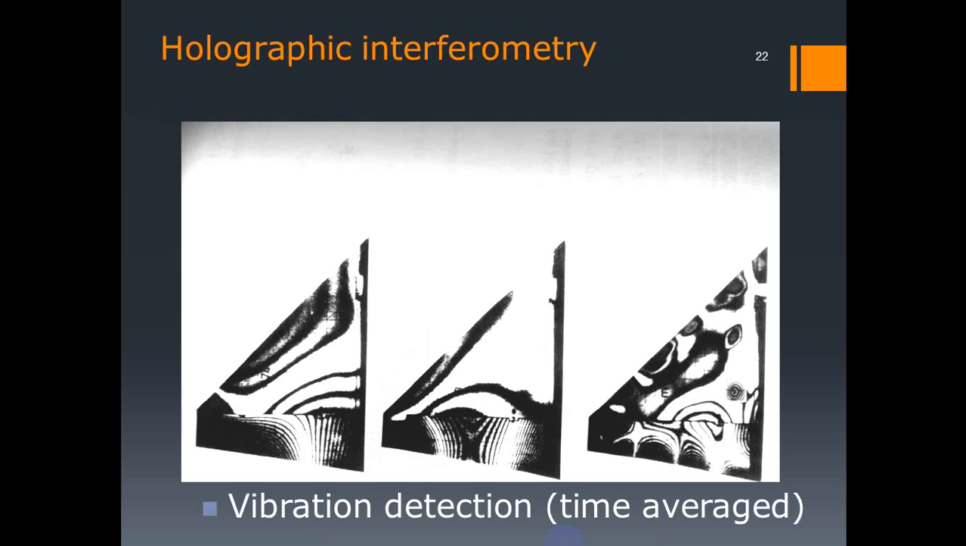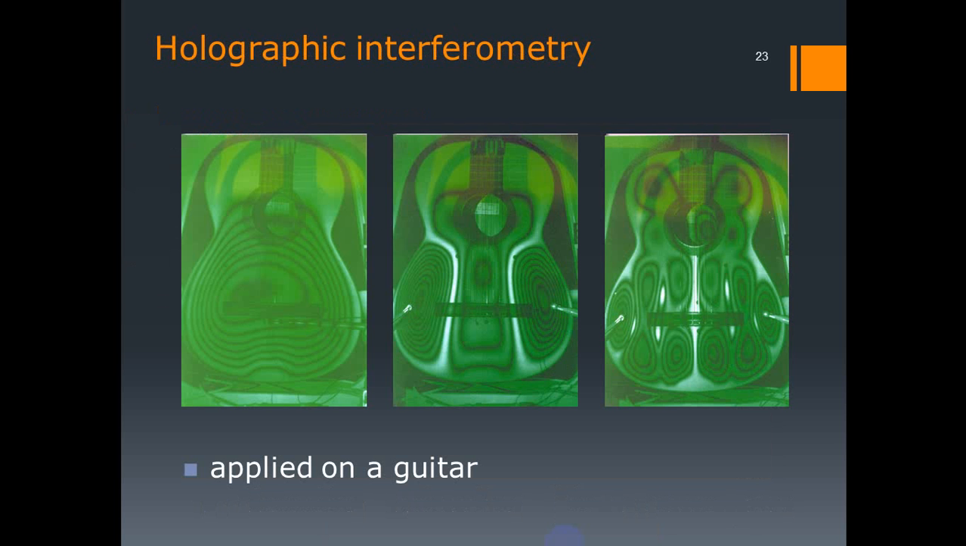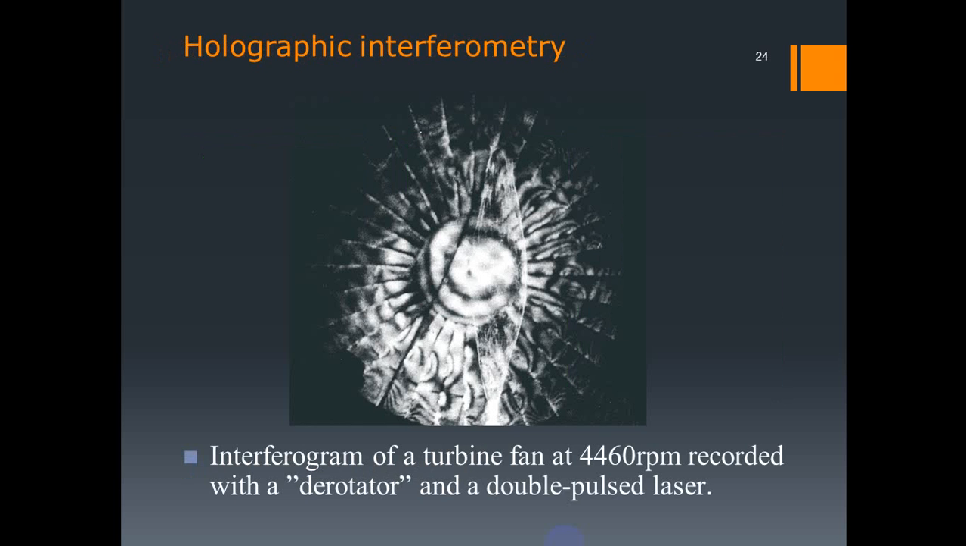So these are various pictures of interferometric holography in various phases. Here in this picture, the vibration of an object is detected. So this is another example of holographic interferometry. Here this technique is applied on a guitar, so various patterns can be observed. In this example, holographic interferometry is applied to a turbine fan at 60 rpm, recorded with a derotator and a double pulse laser.